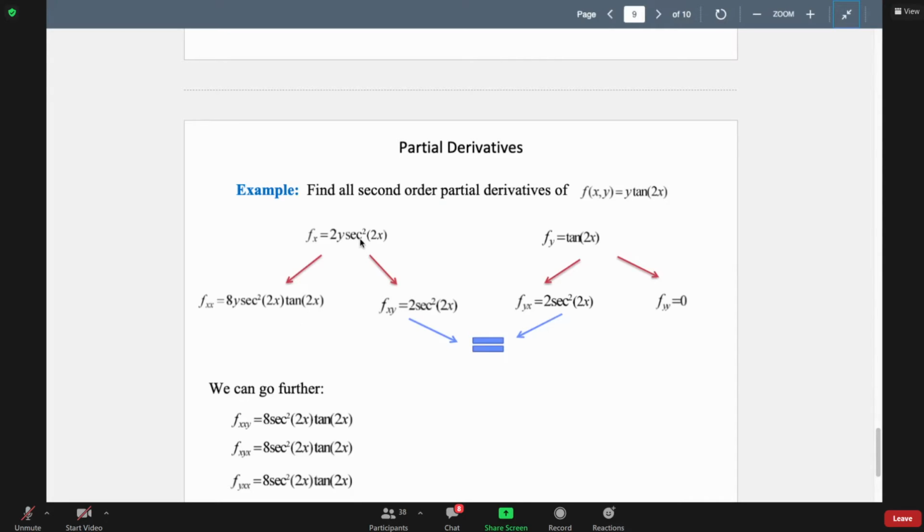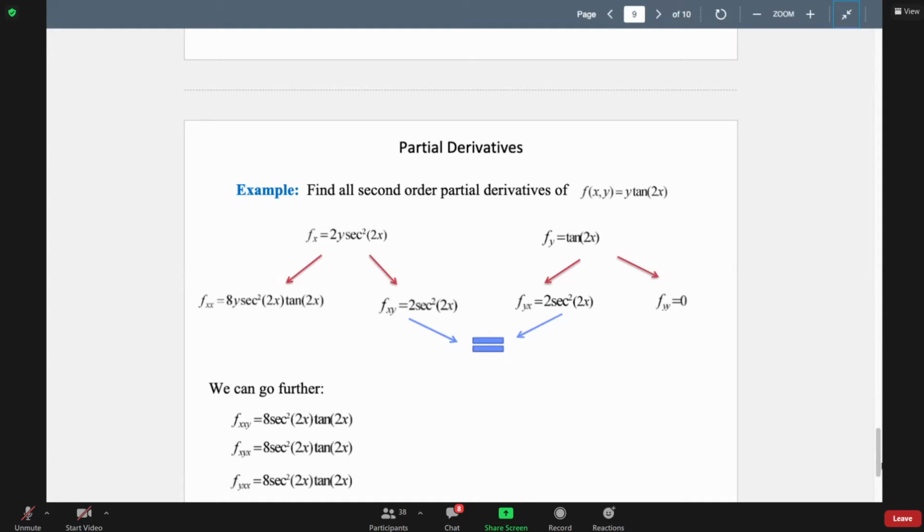So we have 2 secant to x and secant tangent, so we have secant squared and tangent. Of course, those are just differentiation from the last semester. And f of xy, if you compute with respect to y, you get 2 secant squared to x. And if you compute with respect to x now, that's also 2 secant squared to x. You see that they are equal. We know this from the theorem, but that's a confirmation that they are equal.